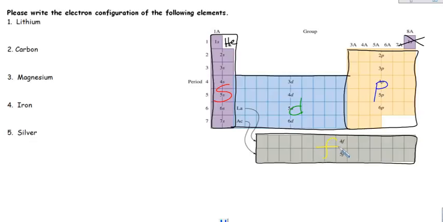D orbitals have 4 lobes. F orbitals have 8. If you want to see a picture of an f orbital, let me know. They're awesome. There are 7 f orbitals that can hold a total of 14 electrons, 2 electrons per orbital, which is why this f block goes across 1, 2, 3, 4, 5, 6, 7, 8, 9, 10, 11, 12, 13, 14 elements.